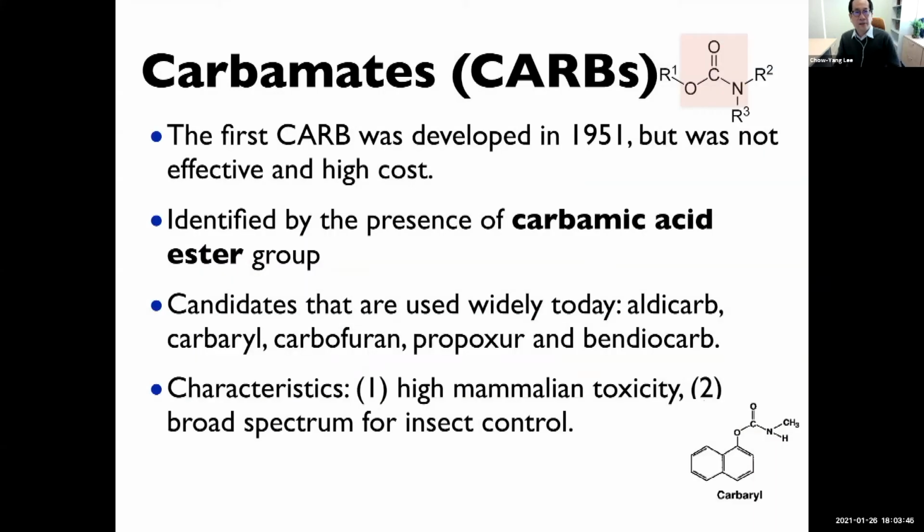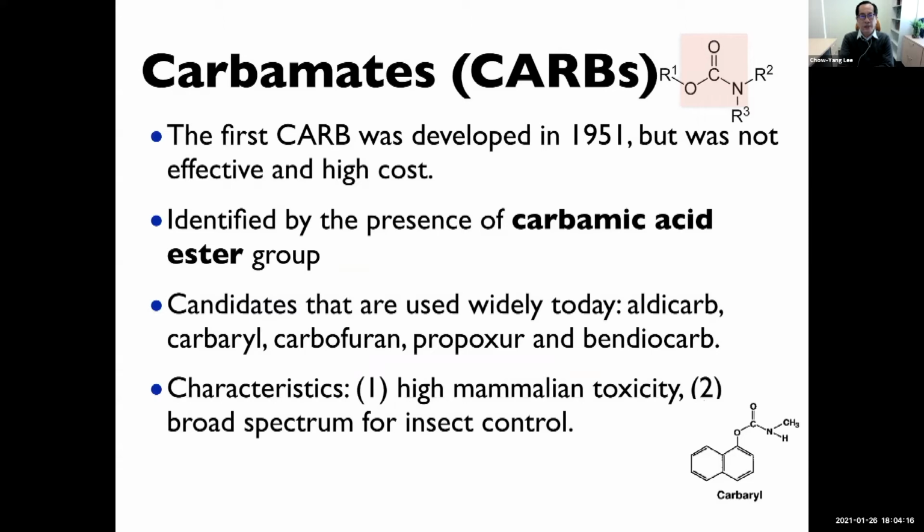Next is the carbamate, and carbamate was first discovered in 1951, but at that point of time it was not effective, and because of high costs, not many were using it. But subsequently, with the discovery of carbaryl, they became increasingly popular. And today you have bendiocarb that is still being used in vector control.